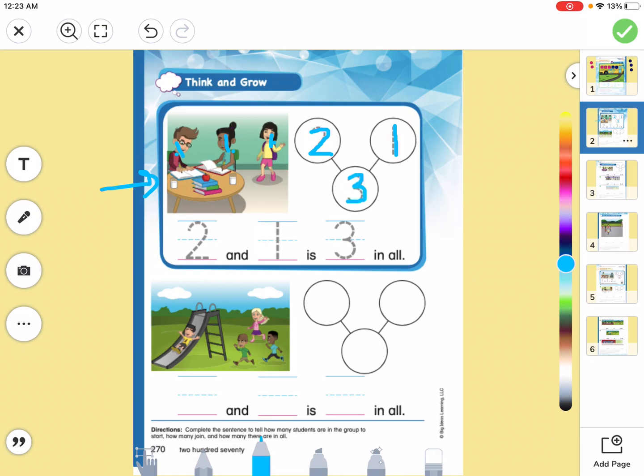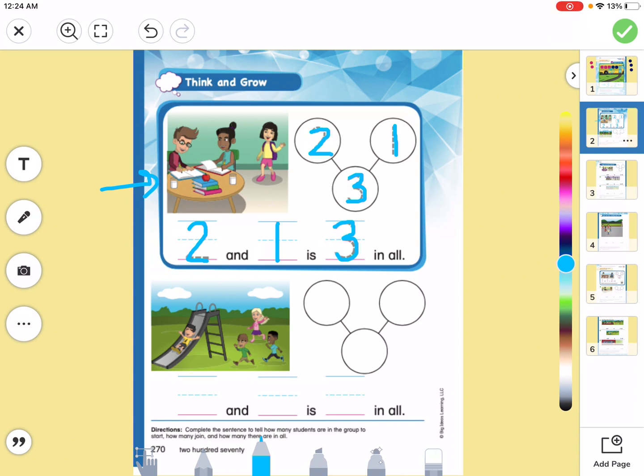3 is our whole. So we could say, if we were doing addition, we would say 2, because 2 students are sitting at the table, and 1 student is walking in. So 2 and 1 is 3 in all. Okay, so we have 1, 2, and 1 more is 3 all in all. Okay, so 2 and 1 is 3 in all. Okay, now let's do the next one.